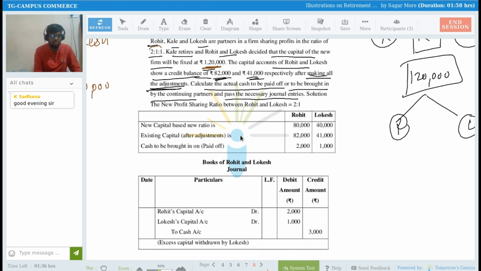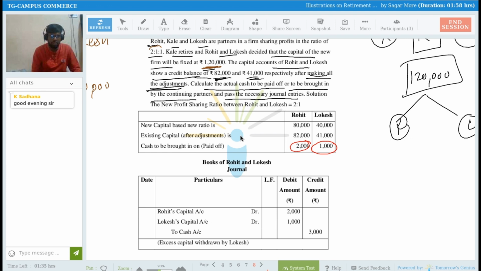So cash paid off. See, 2,000 and 1,000 respectively we have paid. Right? They can ask this kind of adjustment specifically for 3 marks, right? Or they can give you this adjustment in a 6 mark question, right? If they are asking for 3 marks, then they will provide you a case study like this, and you have to just calculate roughly, and you have to give the answer. You have to show your answer as well.